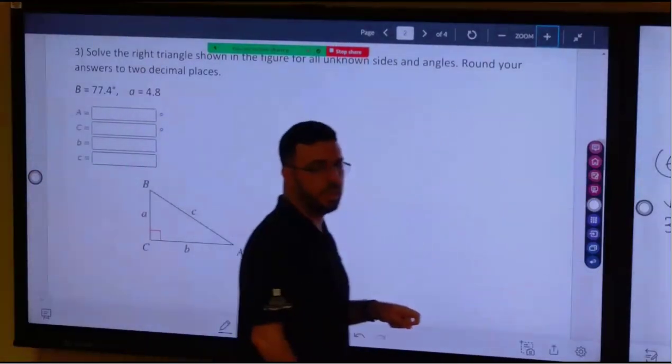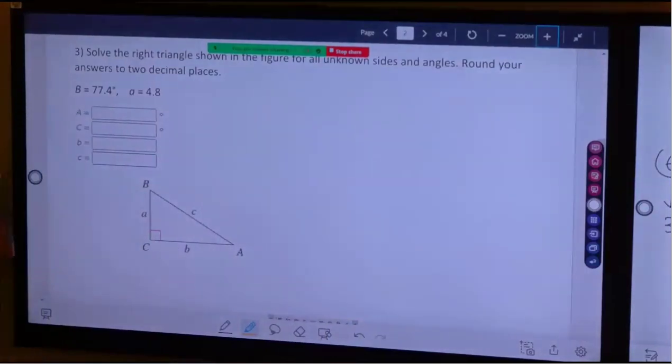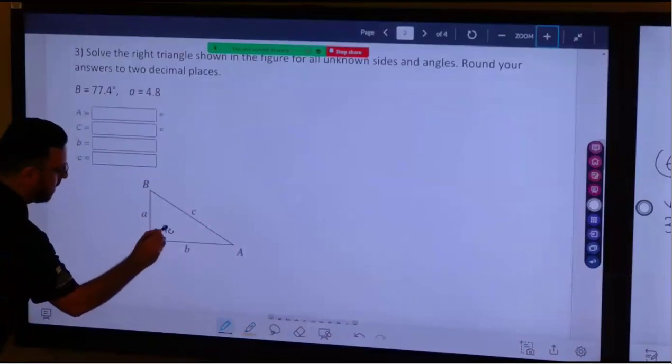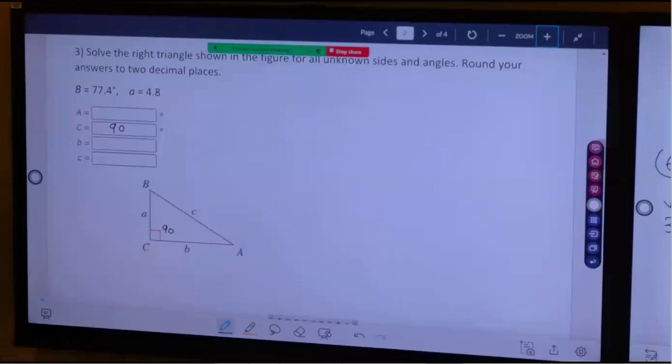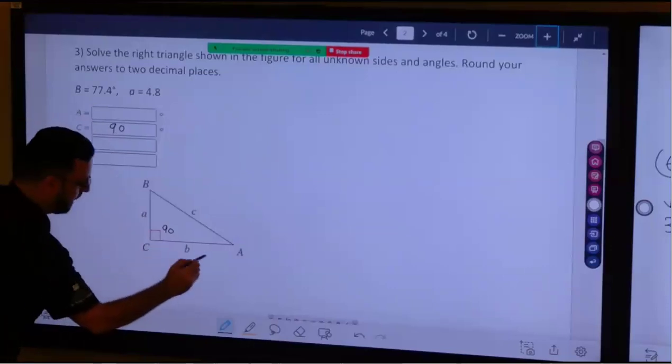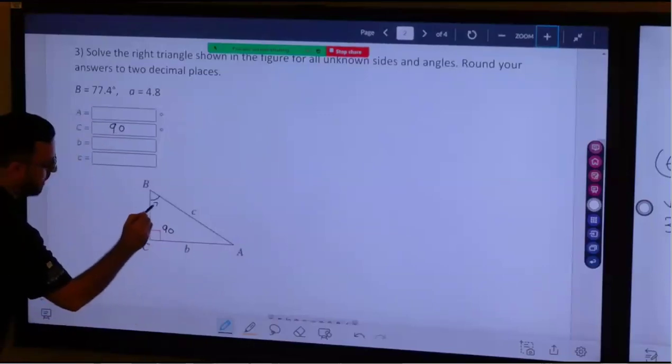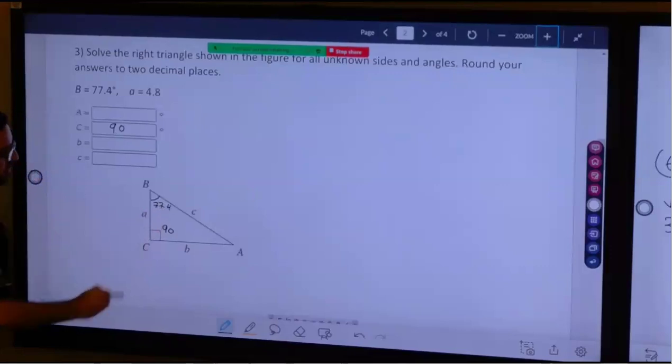Can we do the same thing? Yes. Now, how much is the angle C? Here's 9. Write down here. I have B equal 77.4. So B, this one, is 77.4.